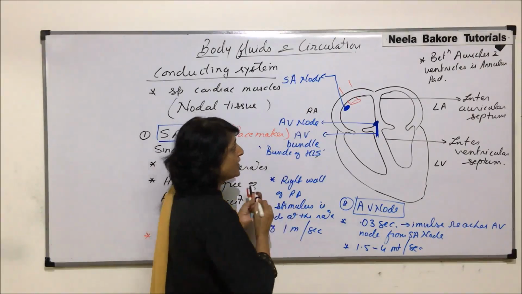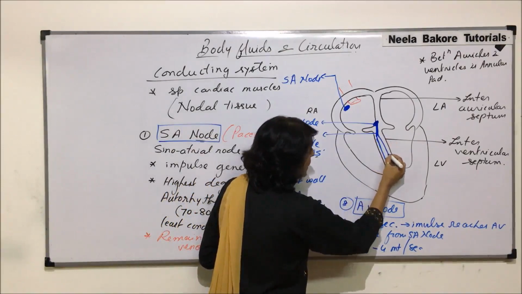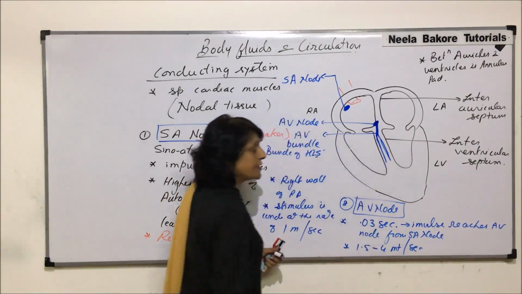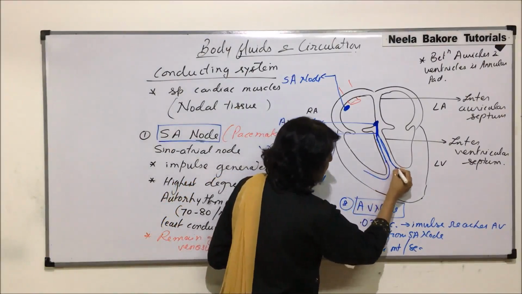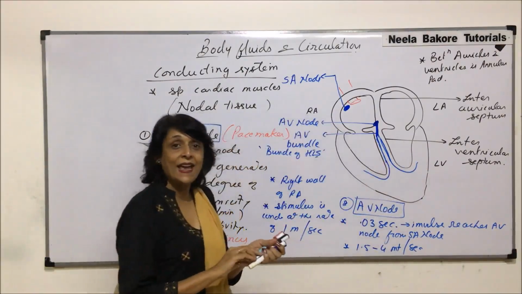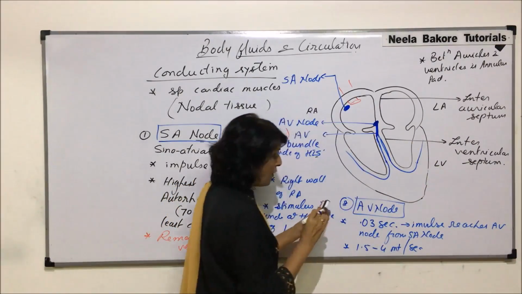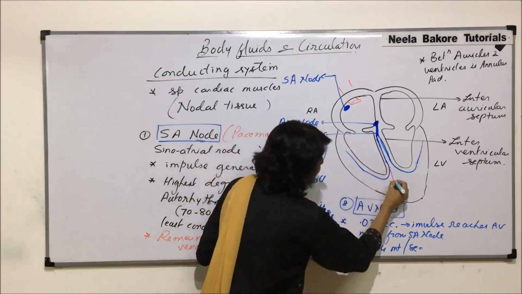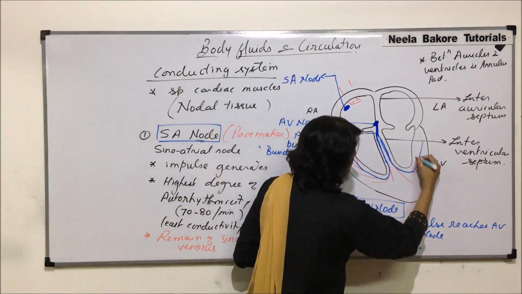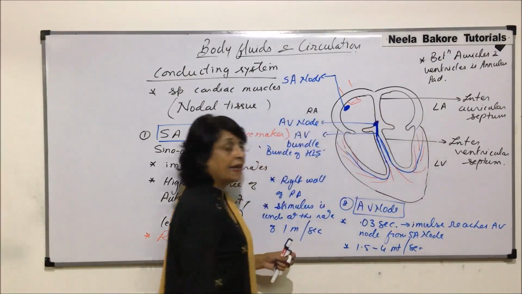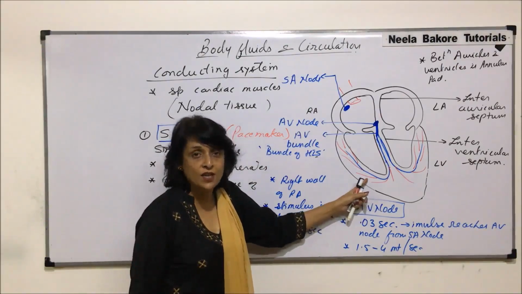And then this bundle, it divides into two branches. We start calling it left bundle of His and right bundle of His. And from these two branches, and from all these, there would be very fine branches of specialized cardiac muscles arise, which spread all through the walls of the ventricle. And these fibers, the red ones which we have drawn here, they are called Purkinje fibers.